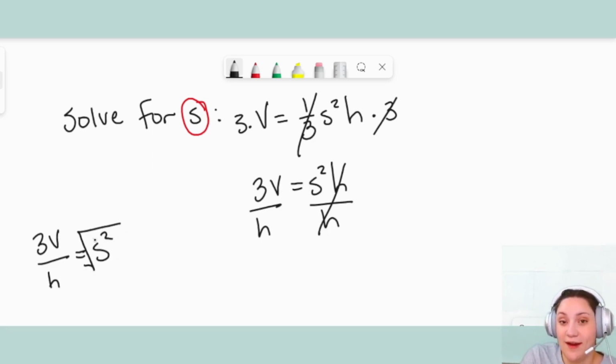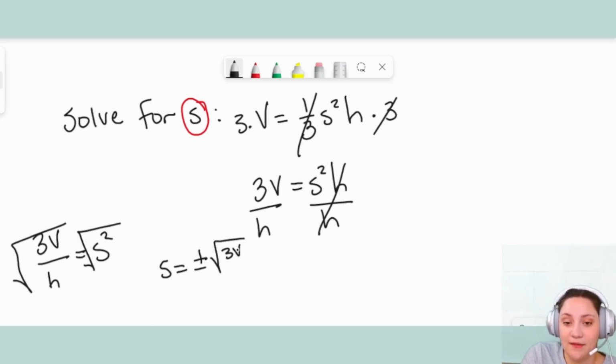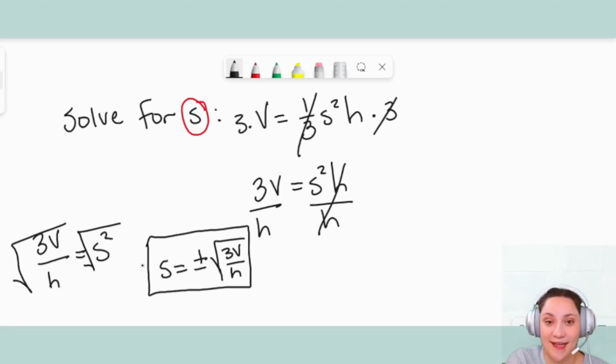To get rid of a squared when we're solving something, we need to take the square root of both sides. So then I'm left with s is equal to plus or minus the square root of 3 times v over h. Notice I had to include that plus or minus because I'm taking the square root of something that was already existing. So I don't know whether it's positive or negative, and so we're going to have either the plus or minus option. And so this new equation is my answer.